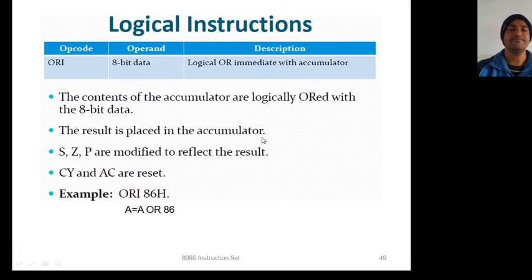Next, ORI 8-bit data. It will perform A equal to A OR 8-bit data. For example, I am writing ORI 86. It means A equal to A OR 86. Again the same thing. It will modify the S, Z and P flags, and the carry flag and auxiliary carry flag will be reset.